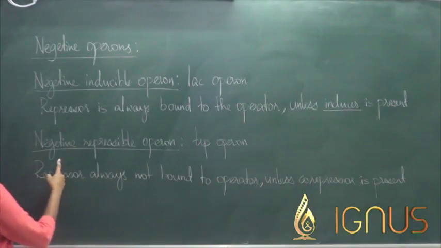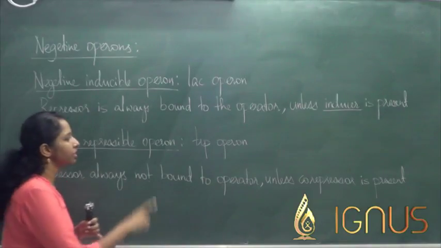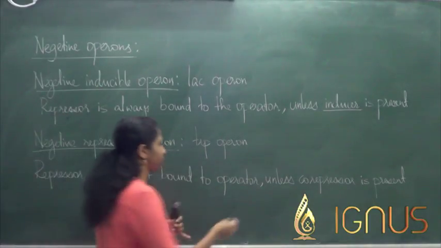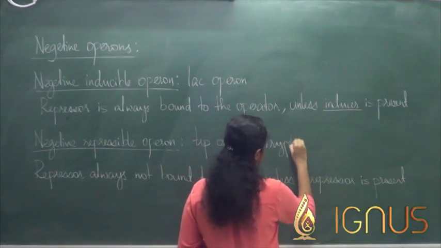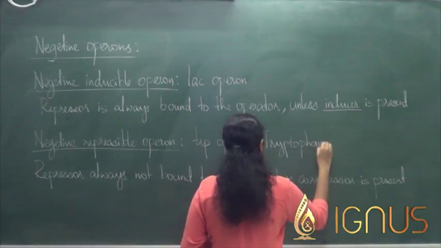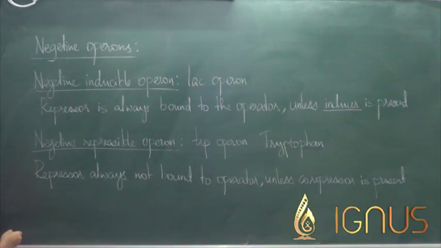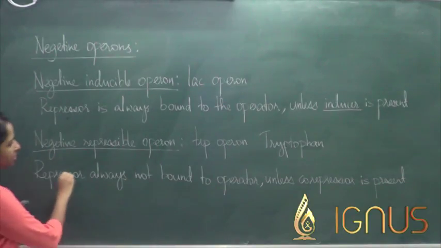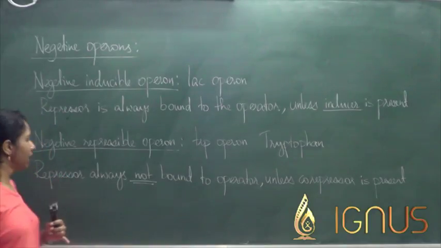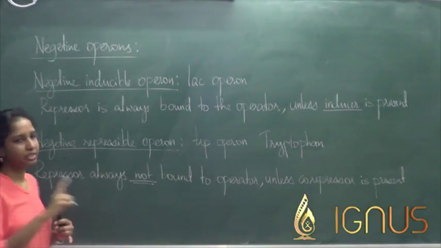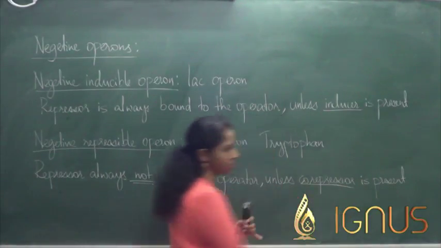Moving to the next one, negative repressible operon. An example for this will be the trp operon, which is the tryptophan operon. Now in this case, the repressor is always not bound to the operator, unless and until a co-repressor is present.